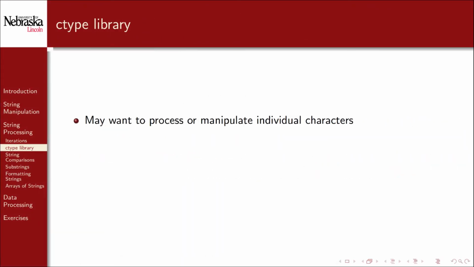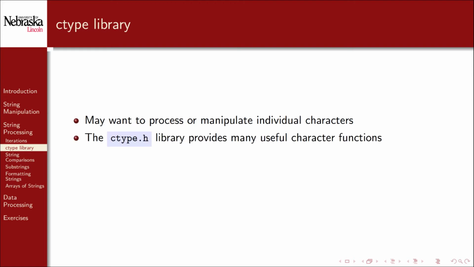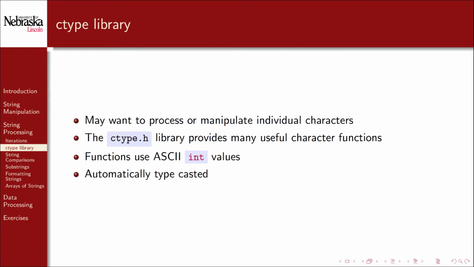We may also want to process or manipulate individual characters. The ctype library provides many useful functions for processing individual characters. All of these functions actually operate on integer types, the integer values corresponding to their ASCII table values. However, they can easily and automatically be typecasted to their char types.